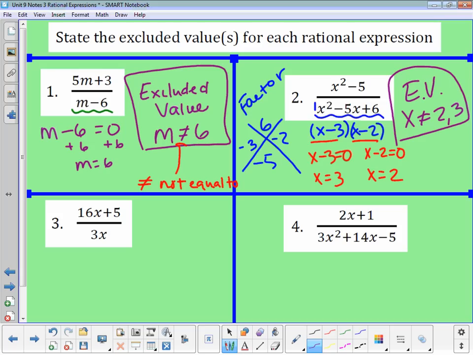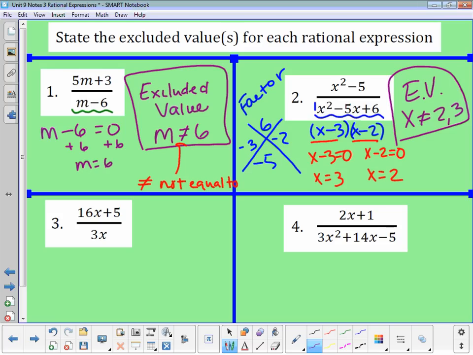What that means is anytime I plug in a 2 or 3 in that expression, I get something that's undefined because I get 0 in the denominator. Now let's take a look at number 3. I want you to see if you can figure out what the excluded value for number 3 is at this point. So you can go ahead and pause your video and try and solve that one. And let's move on to number 4.